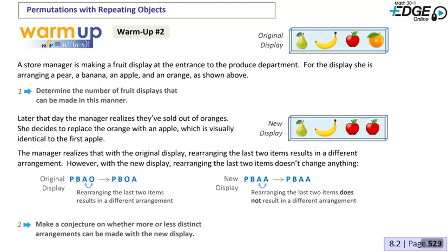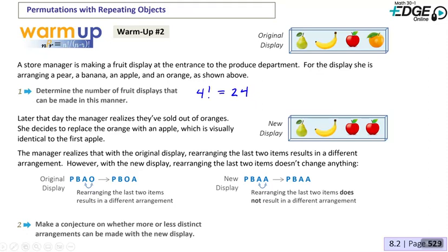A store manager is making a fruit display at the entrance to the produce department. For the display, she is arranging a pear, a banana, an apple, and an orange as shown above. So what is the number of fruit displays that can be made with these 4 fruits? Well, this is very simply 4 elements being arranged, so 4 factorial. 4 times 3 times 2 times 1 makes 24. So there are 24 ways to arrange the 4 pieces of fruit.